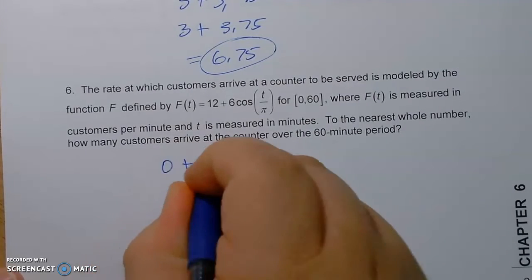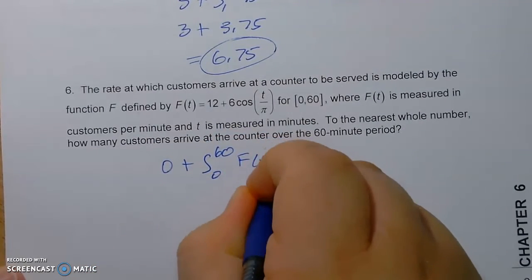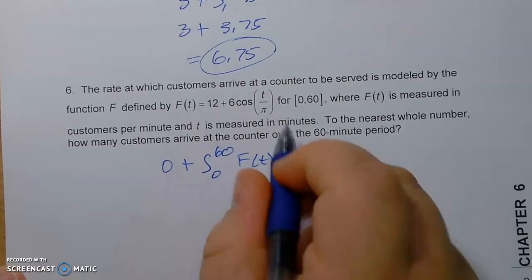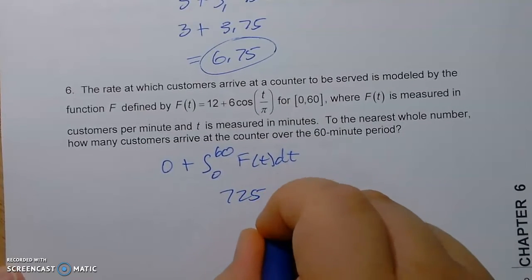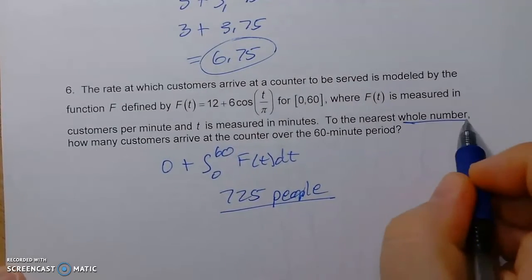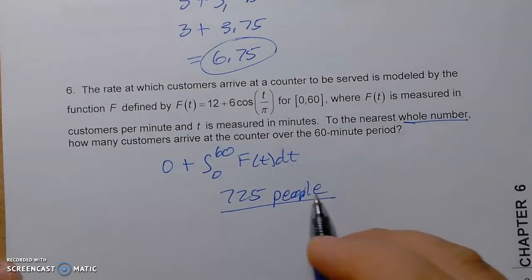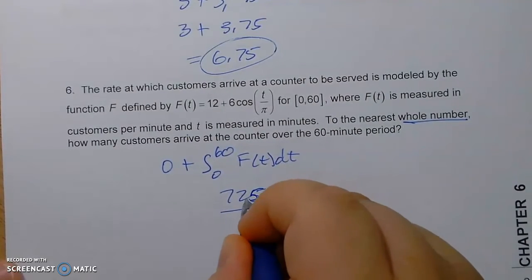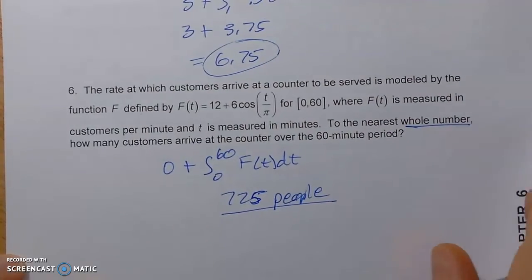Well, assuming we start with 0, we're going to do a net change from 0 to 60 of f of t dt. Using our calculator, we see that comes out to be about 725 people. So remember on this one, it said to the nearest whole number, so we're not going to add the minimum 3 decimal places after the decimal.